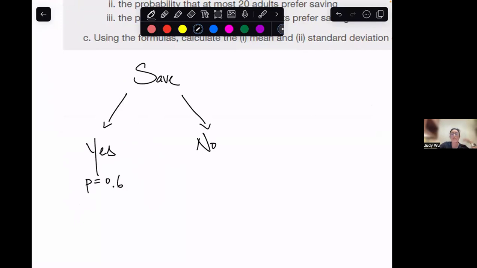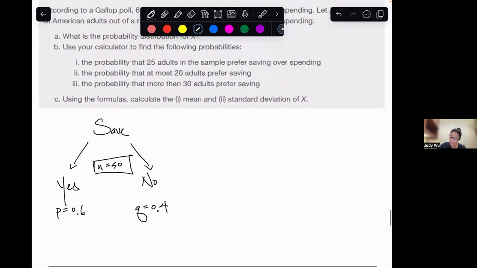Okay. Now, since there's only two options, either you prefer saving or you prefer spending, we know that q is going to be 0.4, or like 1 minus 0.6. Okay. The other thing that might be important for us to note here is that we are looking at a sample of 50 adults, all right?